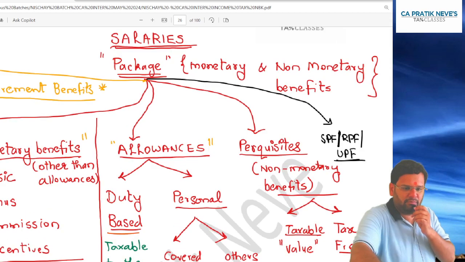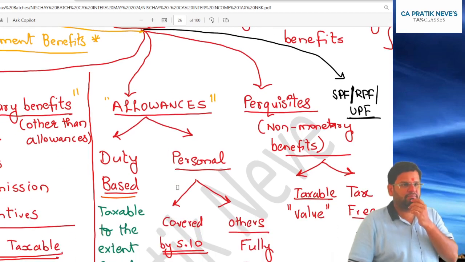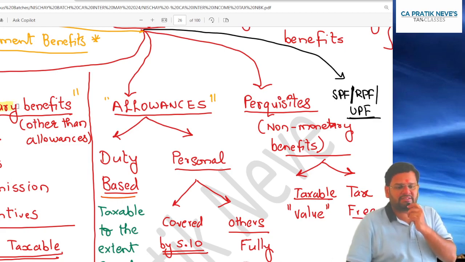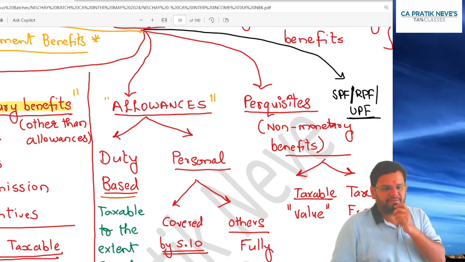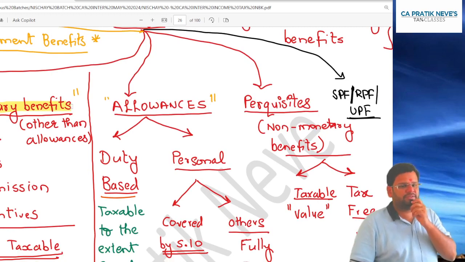So monetary benefits. Monetary benefits will be basic, bonus, commission, incentives. Basic, bonus, commission, incentives are monetary benefits. Here I am discussing monetary benefits other than allowances because I want to discuss allowances separately. Understood? Monetary benefits.